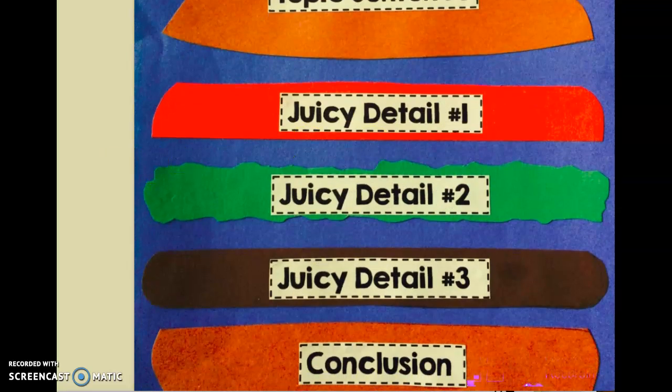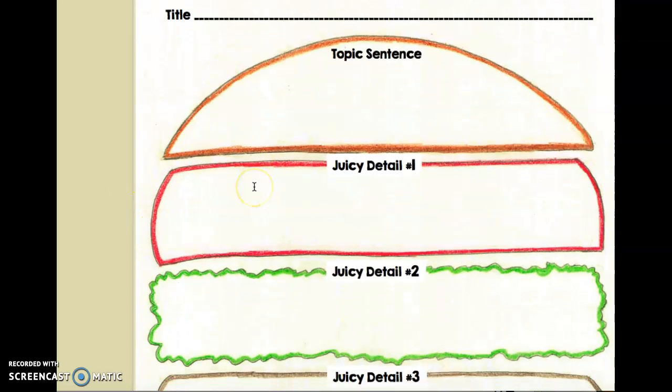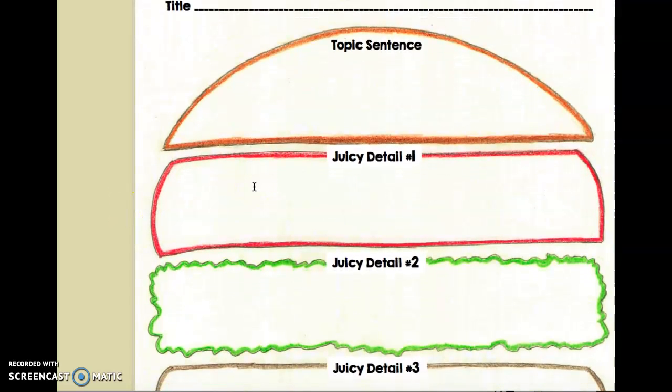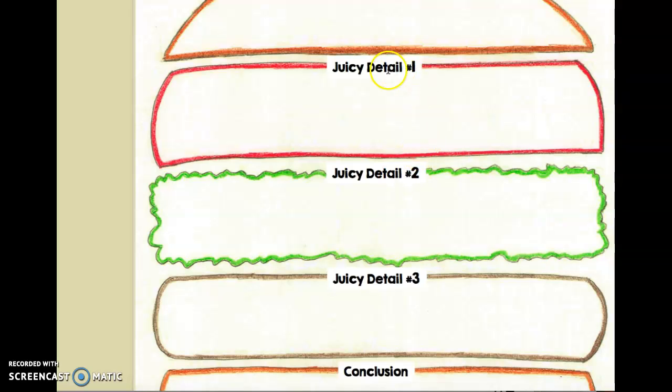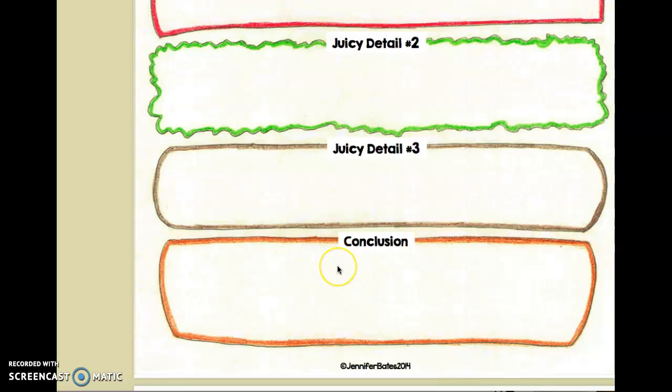So your assignment is going to look like this. If I can get there, there you go. It's going to look like this. So in your packet, you have this worksheet. You're going to fill in your topic sentence, so whatever you want to write about. Then you're going to have 3 juicy details. Got tomato, lettuce, and the burger. And then the bottom bun is the conclusion.